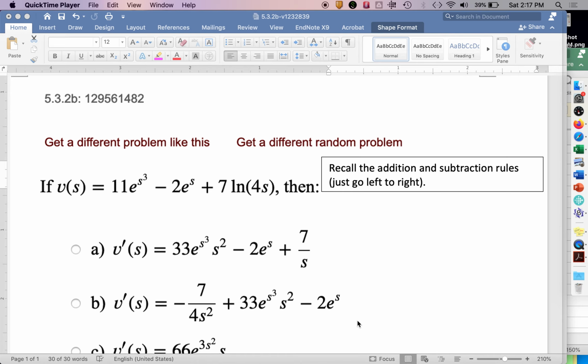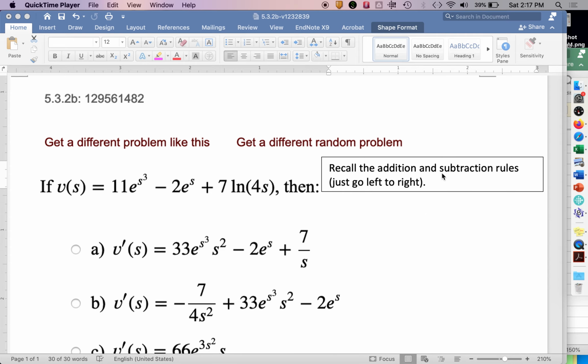5.3.2b. This problem is going to combine all of the types of functions that we know, along with some addition and subtraction and constant multiple rules. So again, it's going to mix everything up, and you just have to practice it a lot to really get the hang of it.